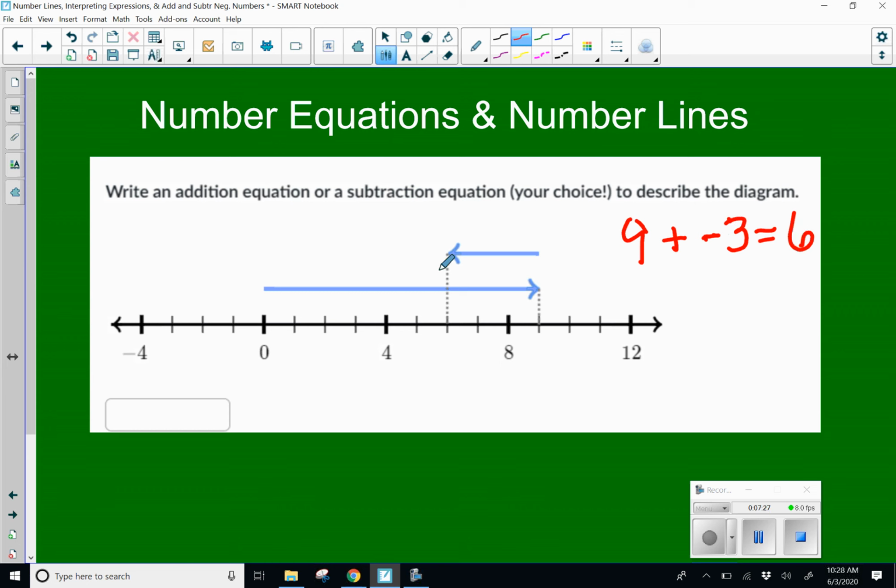They're different signs, so we subtract. And as I can see, this does end at a positive 6. So one equation would be 9 plus negative 3 equals 6. Or written as a subtraction problem, I'm just going to switch my addition to subtraction. And my negative 3 becomes a positive 3. And that also works. 9 minus 3 does equal 6.